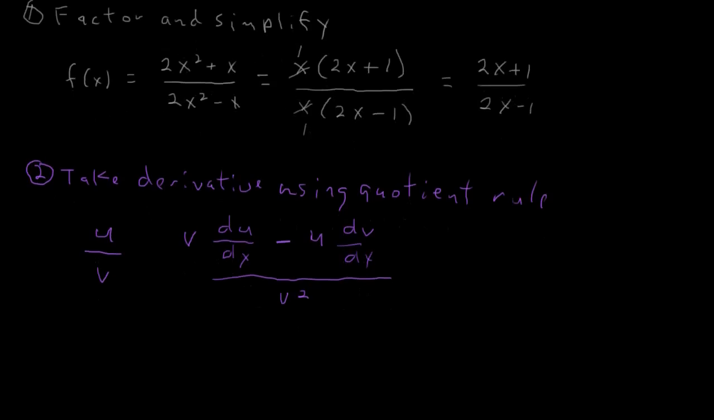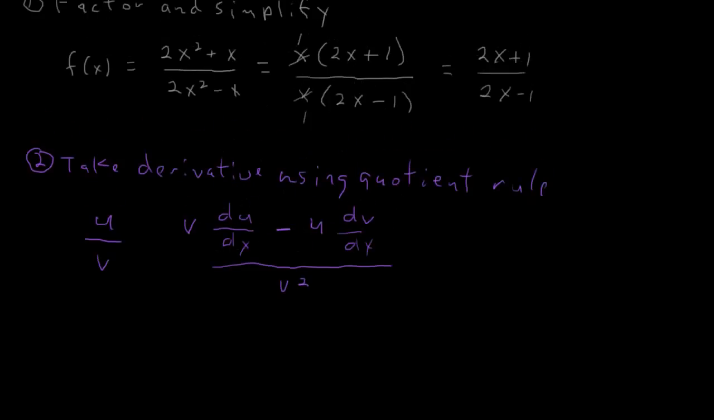So let's do that with our problem. So f prime of x then is equal to, we want to start out with v, which is the denominator. What's our denominator? 2x minus 1 times the derivative of the numerator. And what's the derivative of 2x plus 1? Just 2.